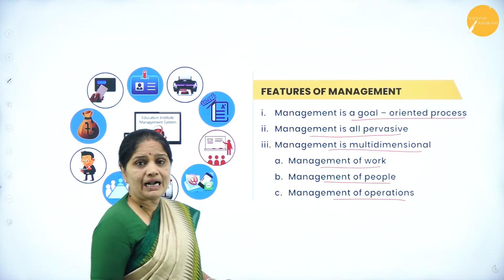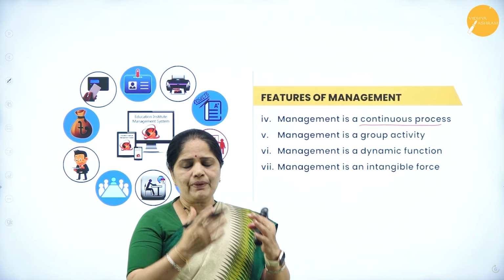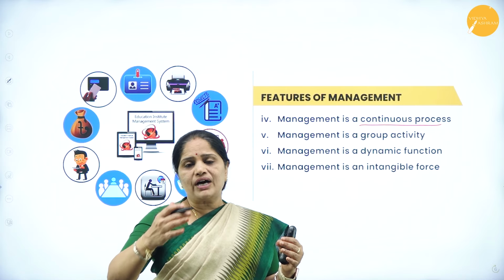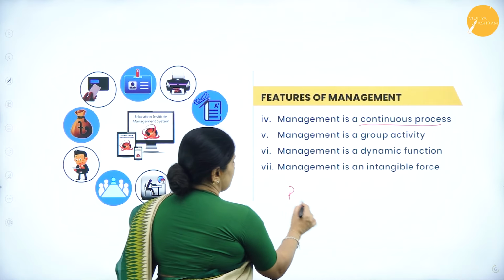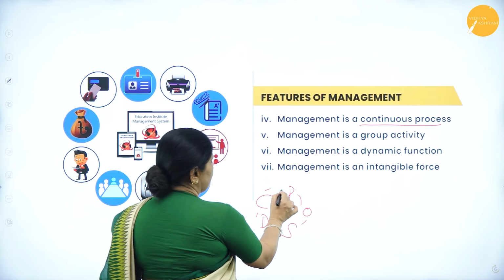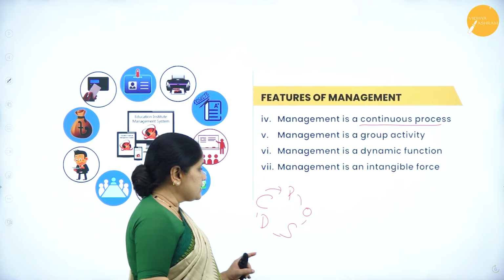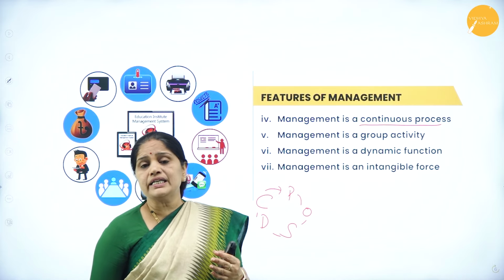Then management is a continuous process. So why do we say that management is a continuous process? Once we have a plan for a project and complete it, again we get one more project, so we come back to the same: planning, organizing, staffing, directing, controlling. This kind of continuous process keeps on moving. Once the plans are implemented, again you control and again you plan, and the same circle goes on. So that is why we say that management is a continuous process.